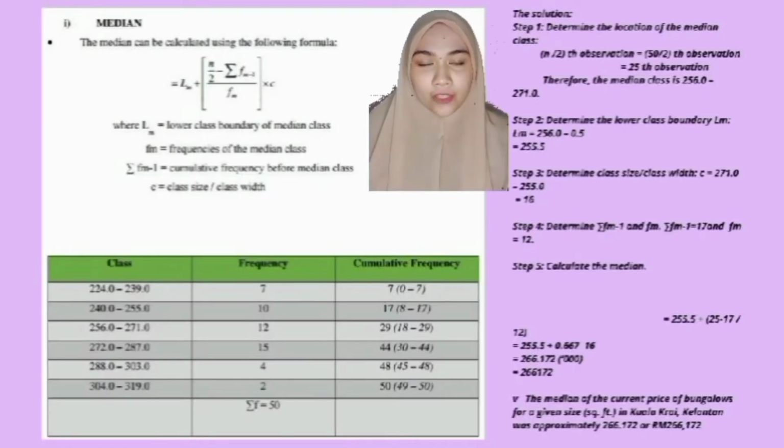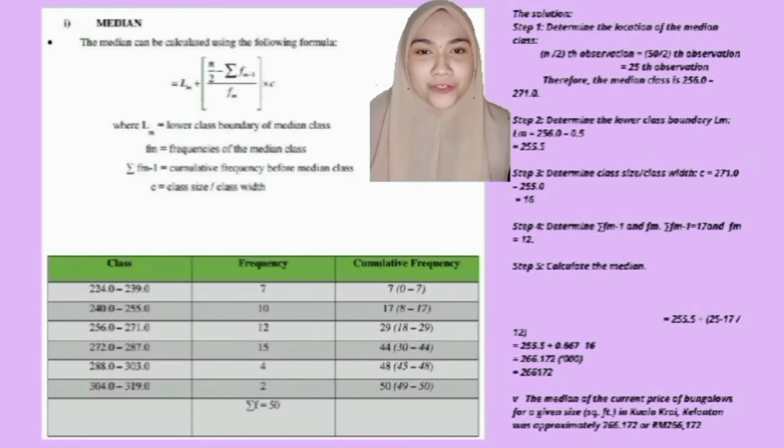Second, we go for the median of this data. The median of this data can be calculated using the following formula that we provide on this slide, where LM is the lower class boundary of the median class, FM is the frequency of the median class, and summation FM minus 1 is the cumulative frequency before the median class, and C, as we know, is the class size or class width. So this is the data you can see in the slide.